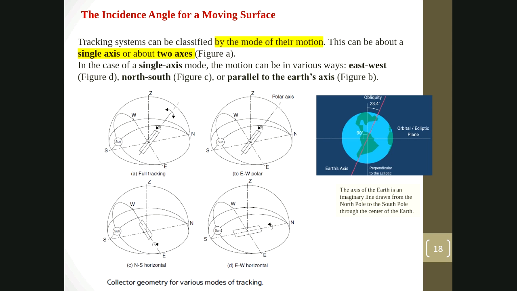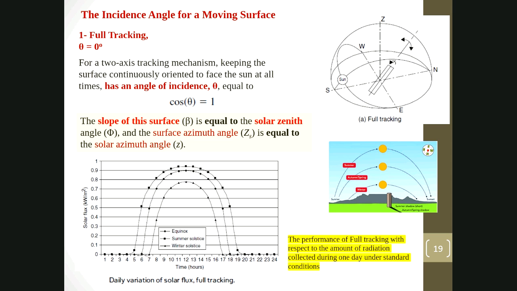For example, we start with the first one, which is the full tracking surface. Here I'm going to make the system track the sun in 2 axes, so the incident angle theta will be equal to 0. I'm going to maximize the cosine theta, because whenever I maximize cosine theta, I obtain maximum solar radiation. Here cosine 0 equals 1, which is the optimum.